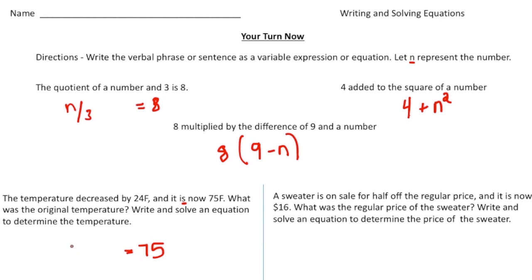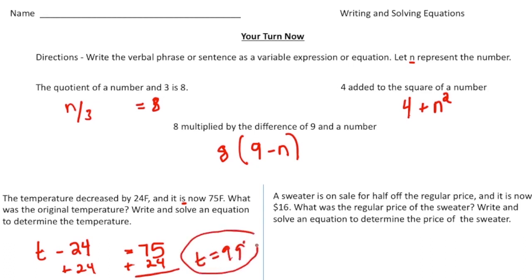Now for this time, I'm going to use T for temperature. So we know the temperature, which is T, decreased by 24 degrees and is now 75 degrees. So to solve this, I'm going to add 24 to both sides. And then when you do that, we see that T, or our original temperature, was 99 degrees.